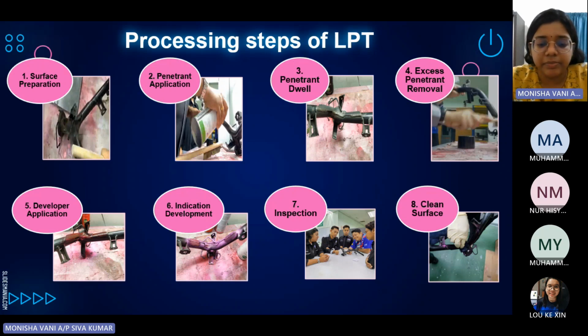The sample is inspected under oblique lighting, checking for any defects, for example porosity, slag inclusion, or any other defect. The last step is cleaning the surface. After the inspection, the final step is to thoroughly clean the surface of the sample to remove the developer from the material.